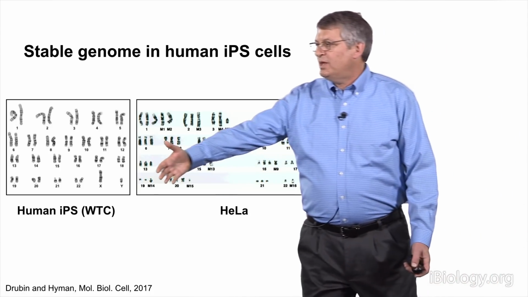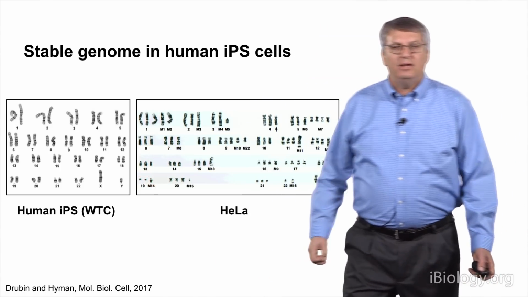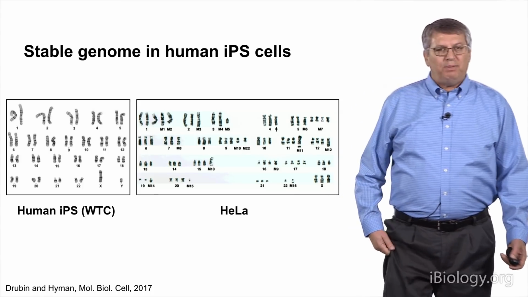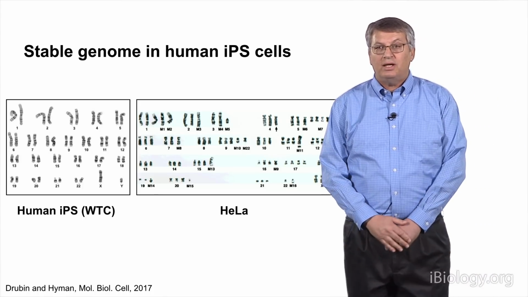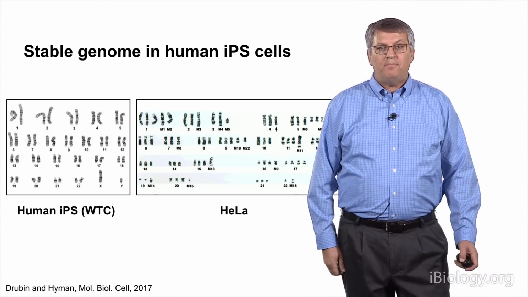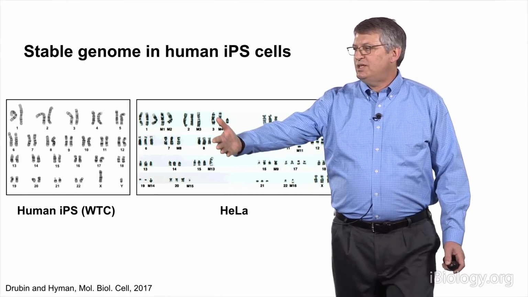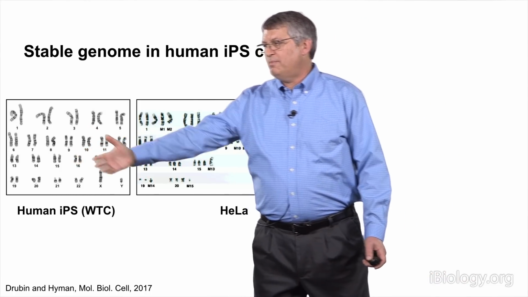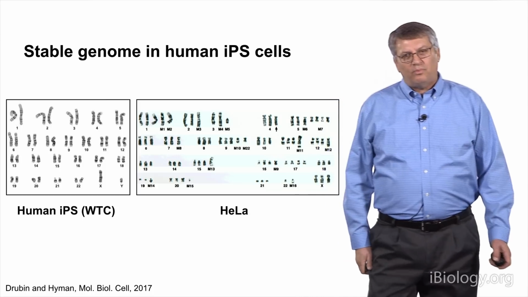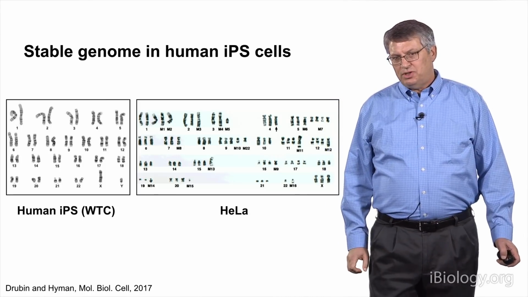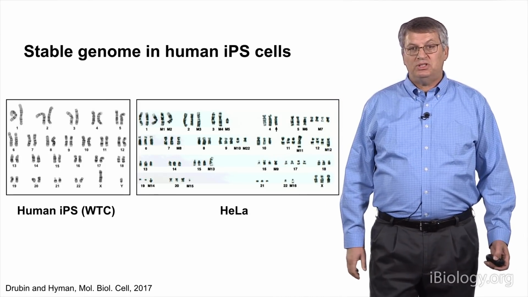On the left is the karyotype of the WTC iPS stem cell line that we obtained from Bruce Conklin's lab at UCSF. And you can see that it has a normal karyotype. Okay. So we decided we wanted to start doing our studies in human stem cells.